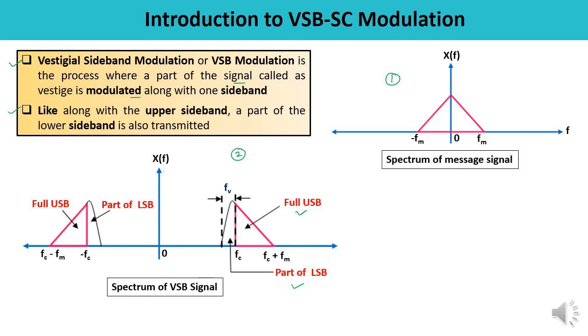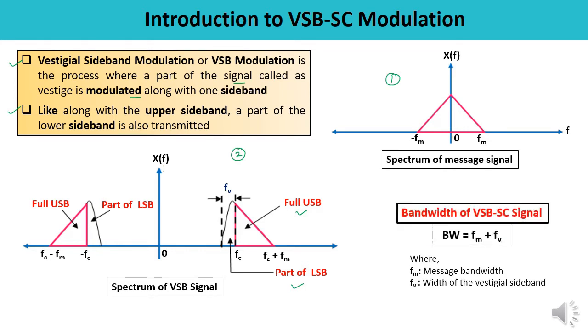At the same time, you can also calculate the bandwidth required for the vestigial sideband. So the bandwidth required for a VSB-SC signal is what? fm plus fv, where fm is the message bandwidth and fv is the width of the vestigial sideband. So the bandwidth required for vestigial sideband is less than double sideband suppressed carrier, but it is greater than single sideband suppressed carrier.